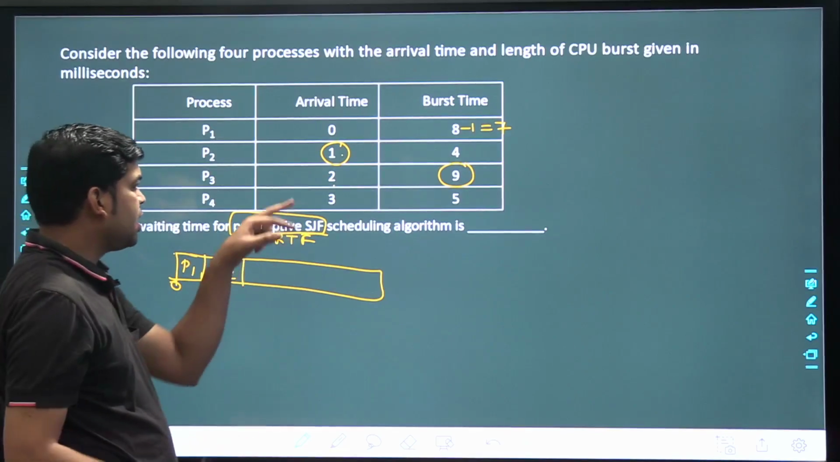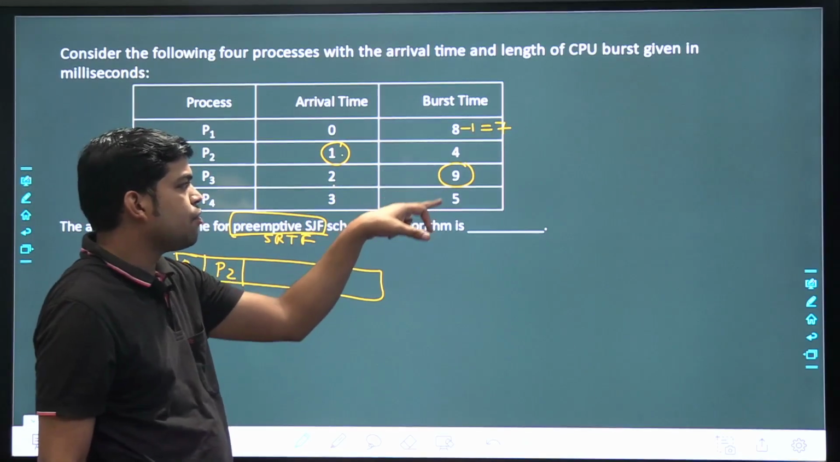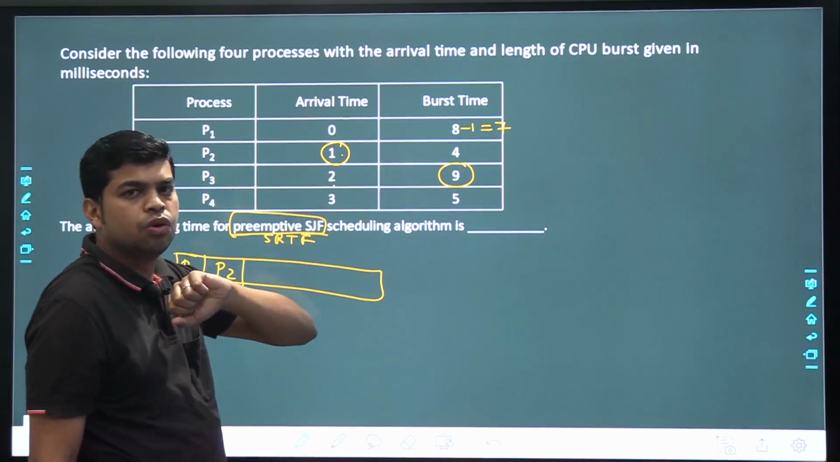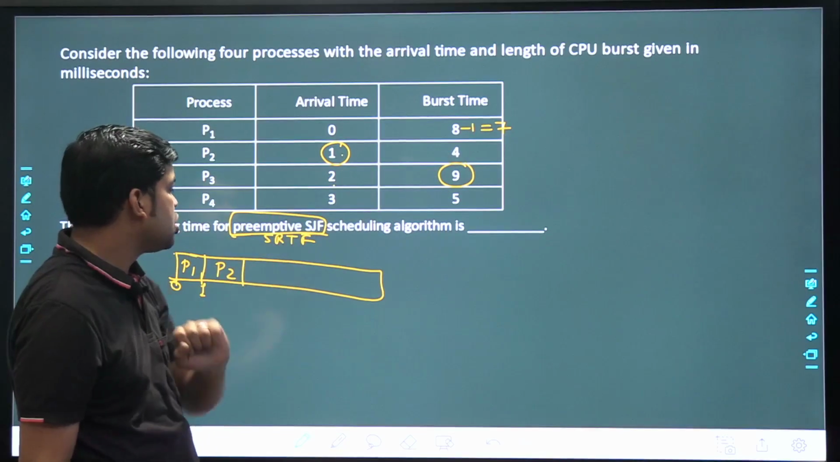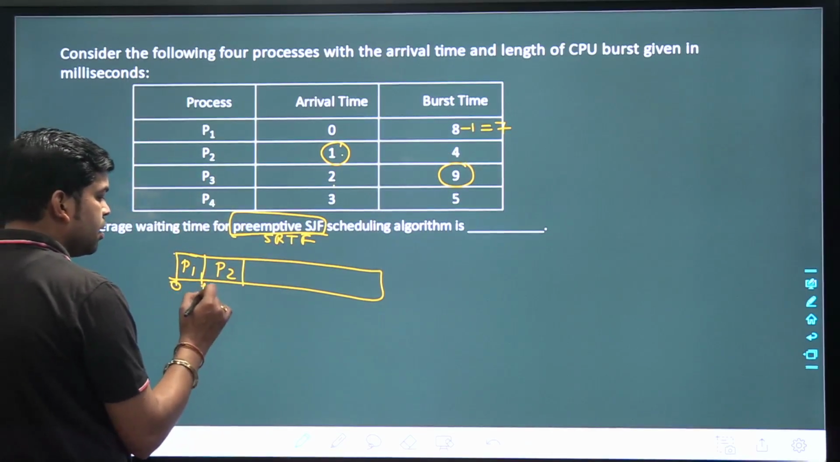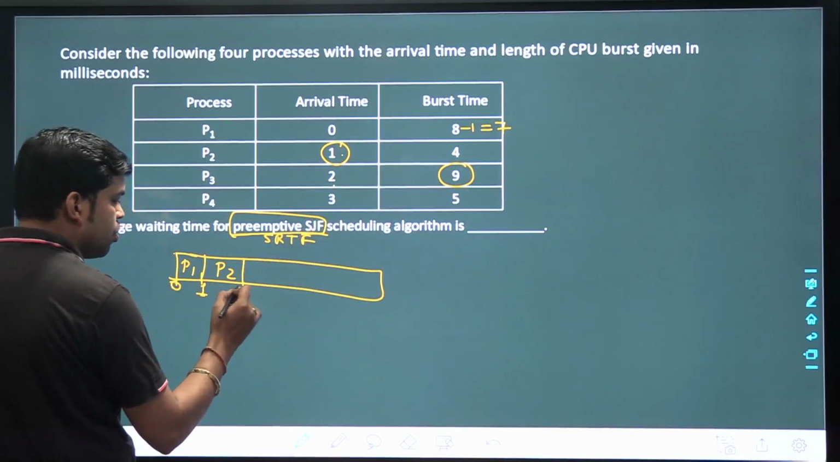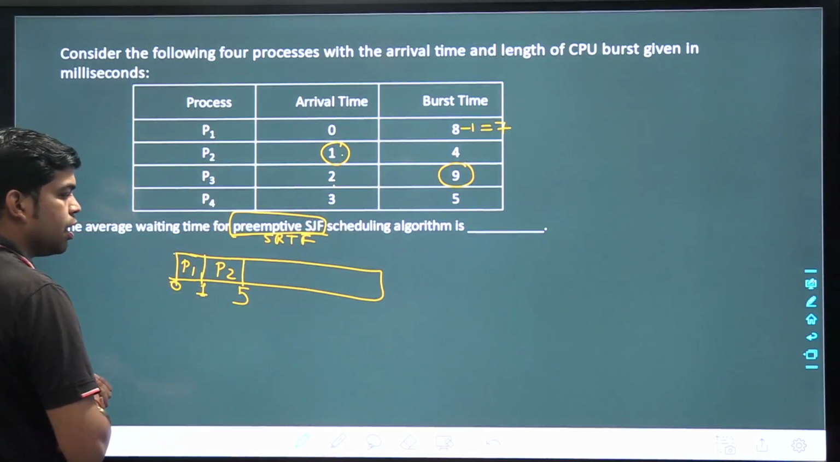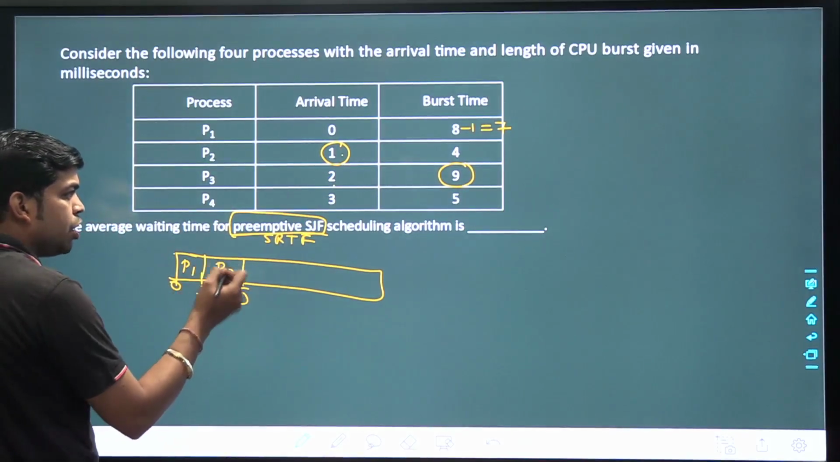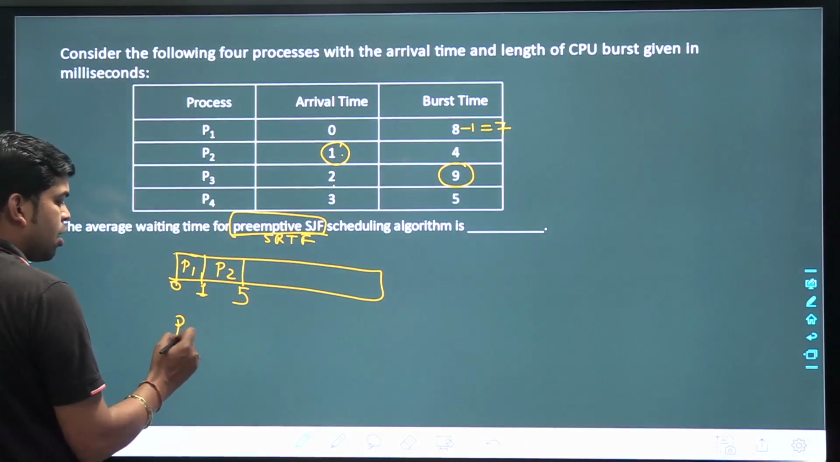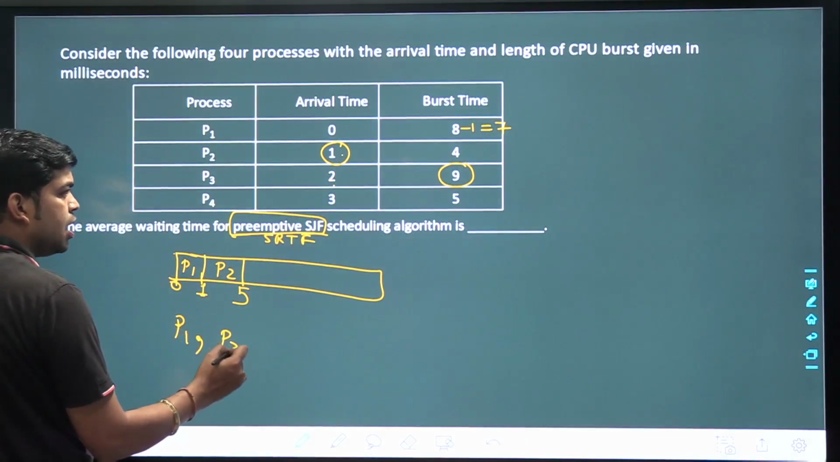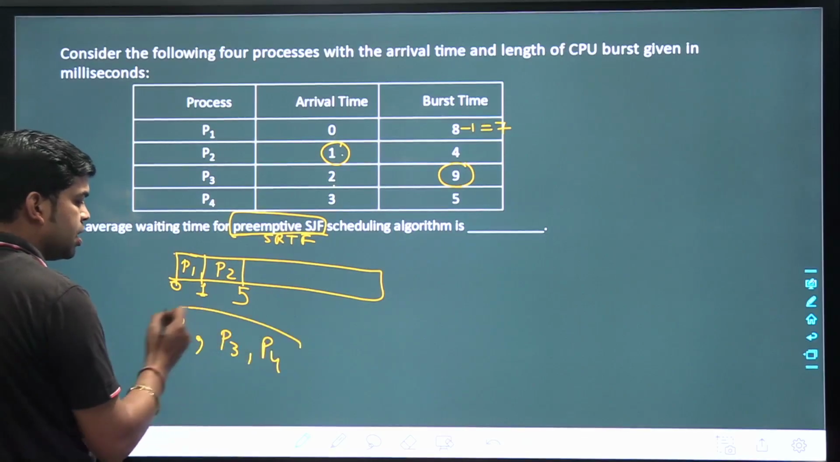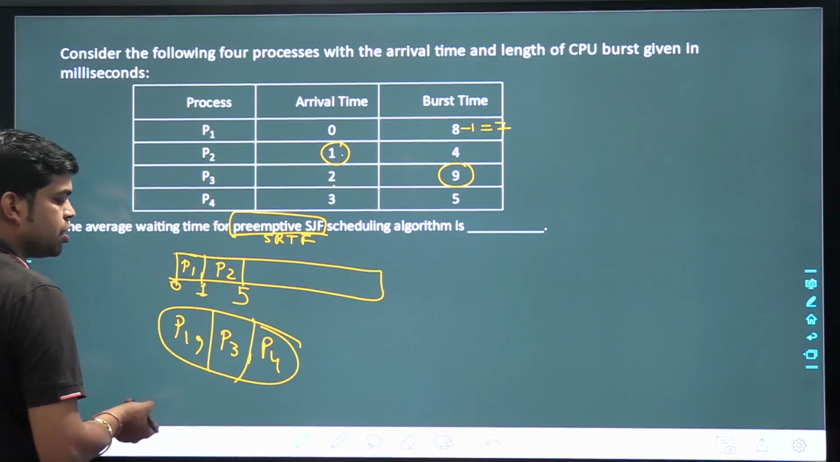And after that, P3 and P4 both have bursts greater than P2, so the minimum process is P2 only, so it will finish completely. How many burst? 4. So from 1 to 5 it will execute completely. At that time when P2 finishes, the remaining part of P1, P3 and P4 are all in the ready queue. These 3 processes are in the ready queue.